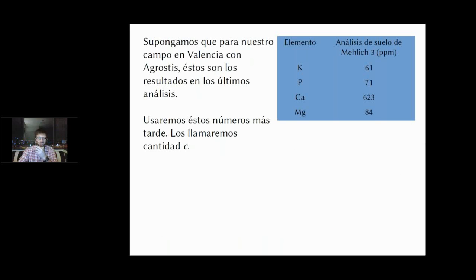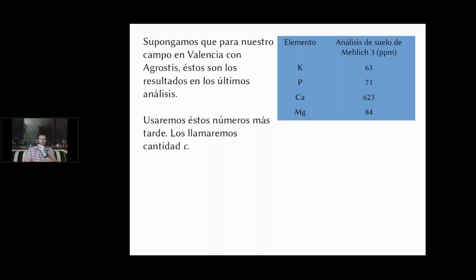The average value, represented as the median, for the macro and secondary nutrients. Potassium was at 61 parts per million in the Global Soil Survey. So half the samples were less, half were above. Phosphorus 71, calcium 623, magnesium 84. We'll call this value C.